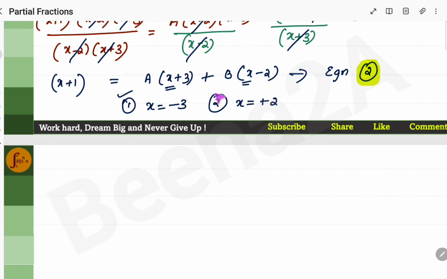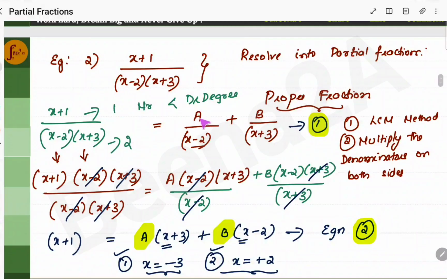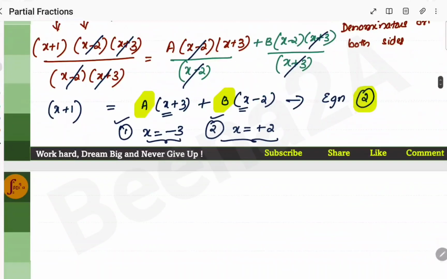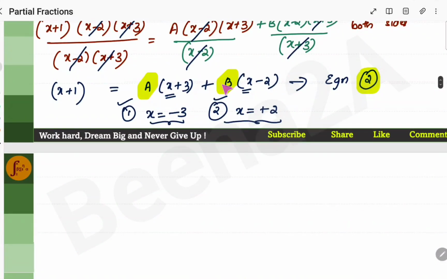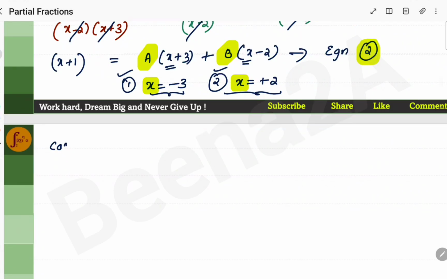Now I'll take these two values of x, right, and substitute in this equation 2. First I'll take this value of x, substitute it here. Then I'll take this value of x, substitute in this particular equation. Why I will substitute is, I will get the value of a and b. Our ultimate goal is to find the value of a and b. If we find the value of a and b, that means we have resolved this into partial fractions. So now, to find the value of a and b, we are substituting the value of x. Let's take case 1, right?